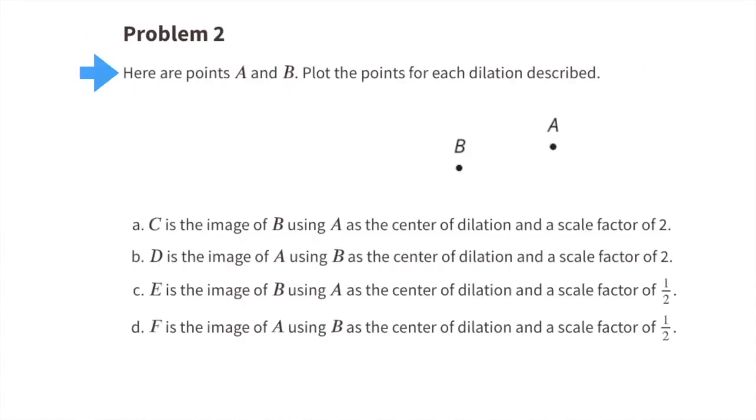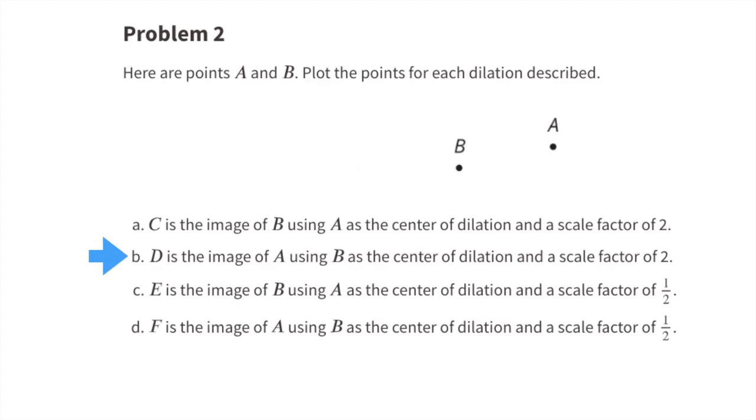Number 2. Here are points A and B. Plot the points for each dilation described. A. C is the image of B, using A as the center of dilation, and a scale factor of 2. So start with A and head towards B, and since it's a scale factor of 2, you would move beyond B one entire length. This is where you would plot the point for C.